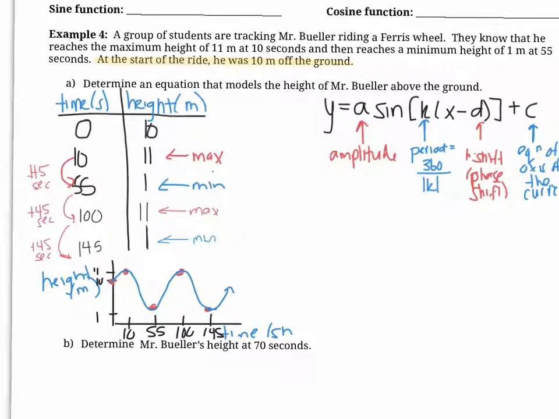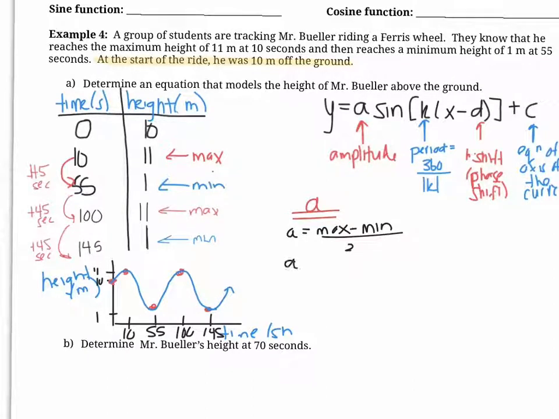So we have to come up with an equation for this. So we're just going to find each letter one by one. How can we find the amplitude? So let's start with A. How can we find this amplitude? What do we know about the amplitude? We know that the amplitude is just going to be the max minus the min, divided by 2.